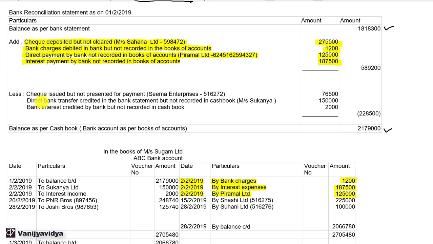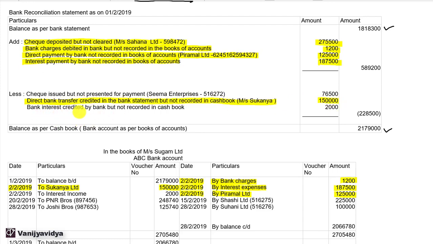Now next, direct bank transfer credited in the bank statement but not recorded in the cash book. Mrs. Sukanya, 1,50,000. So there was some direct amount which was received from Mrs. Sukanya, 1,50,000, which was appearing in the bank statement but not recorded in the books. Let's see if this receipt is recorded in the month of Feb. Let's see in the debit side. So in the debit side we can find 1,50,000 to Sukanya Limited on 2nd Feb 2019. So it is reconciled. So let's mark this.